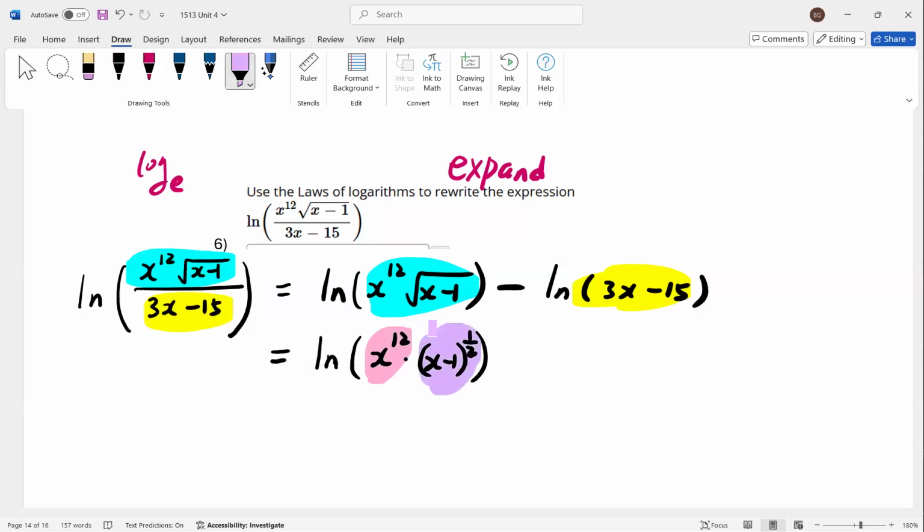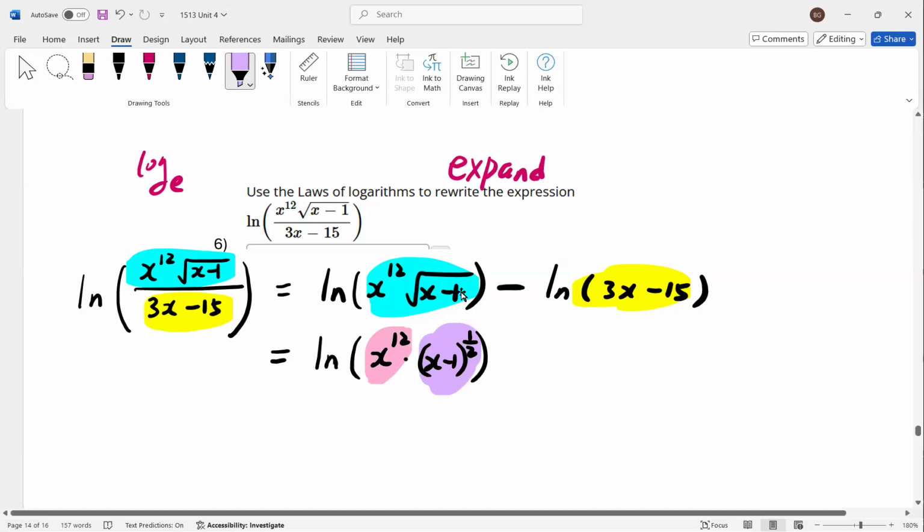And look at the purple, guys. Square root of x minus 1. Square root is a radical. And if we rewrite a radical expression to its equivalent exponential expression, we have the power 1 over 2. So the blue argument now is a product. I wrote it as pink times purple. Pink times purple. All right?